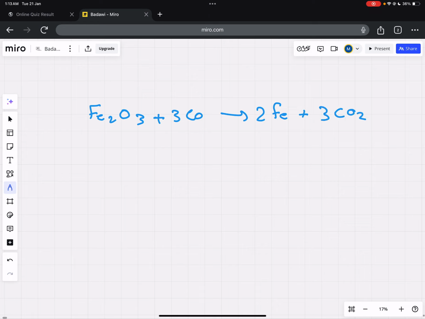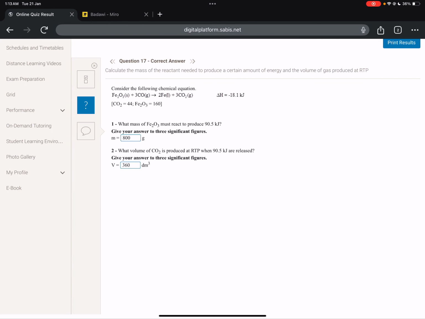Again, always check if your equation is balanced. I have 2 iron, 6 oxygen, and 3 carbon. Perfect. They want the mass to produce 90.5 kilojoules.